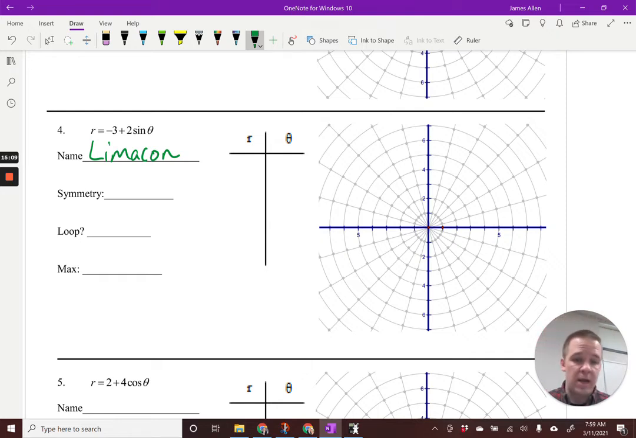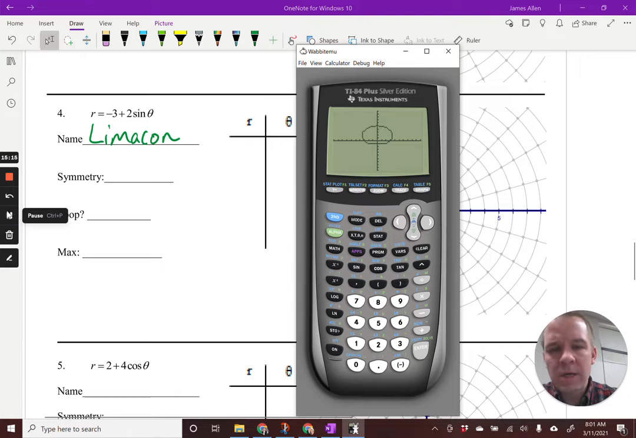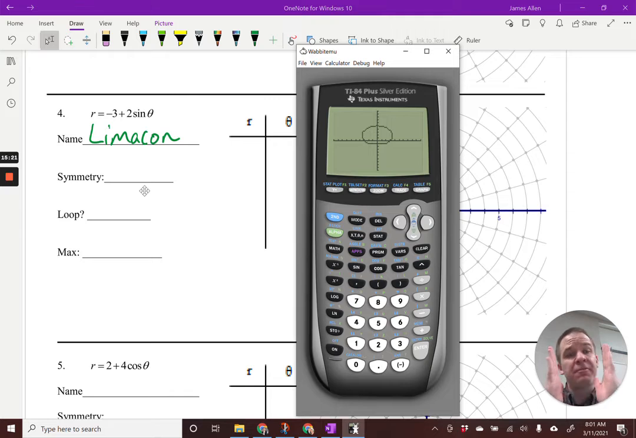Okay, so let's go ahead and pop out our graphing calculator once again so we can get a general picture of this. All right, so look at our graph here, and if you remember, if the absolute value of A, that first number, the -3, is larger than the absolute value of B, which is 2, so 3 is larger than 2, that means we have no loop. And it's very apparent that we have no loop here on our wonderful TI-84 Plus Silver Edition emulator, right?